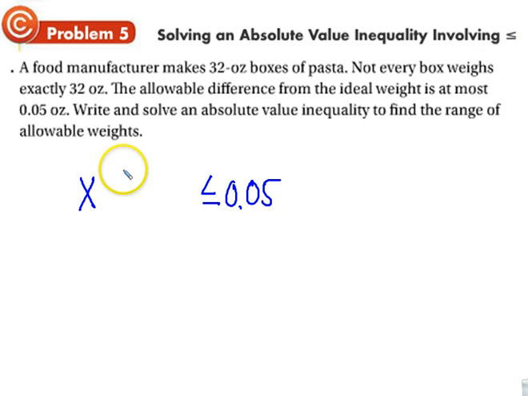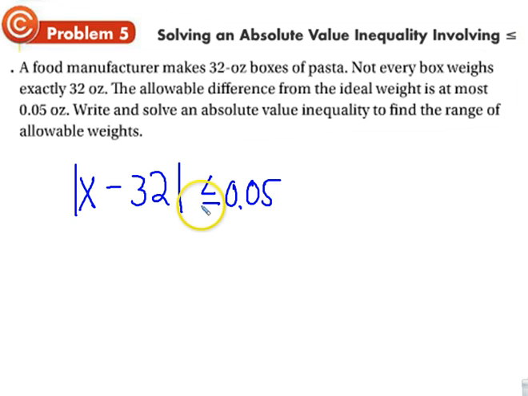There's going to be a slight difference here. Some of them will be more than 32, some of them will be less. So I'm going to take x minus 32 and then put the absolute value symbols around. So the absolute value of x minus 32 is less than or equal to 0.05. This is going to show us the difference. So if a box comes out and it weighs 31 ounces, then there's a difference of 1 ounce between those two, which means it wouldn't be okay.